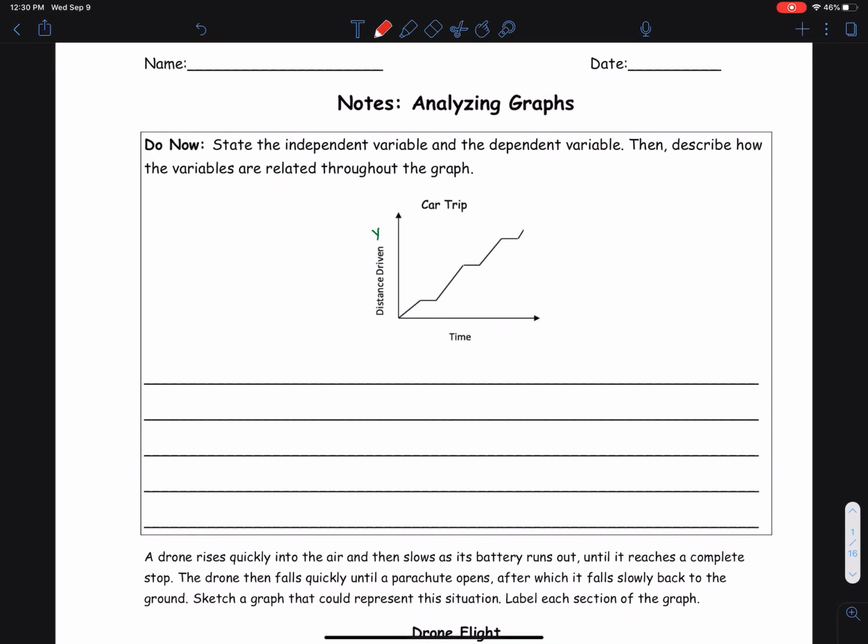Today's lesson, we're going to be analyzing graphs, looking at the variables, telling what's going on. So take 2 to 4 minutes, complete the do now, and play the video, pause the video, and play it once you're done.